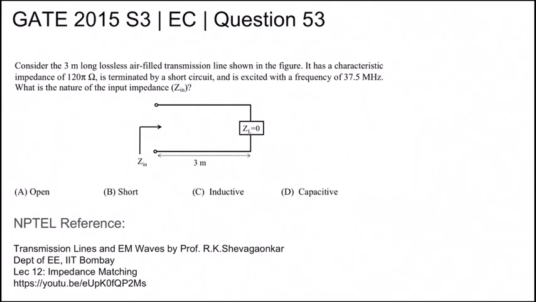GATE 2015 Set 3 EC question number 53. Consider the 3 meter long lossless air-filled transmission line shown in the figure. It has a characteristic impedance of 120 pi ohms and is terminated by a short circuit, so ZL is 0, and is excited with a frequency of 37.5 megahertz. What is the nature of the input impedance is being asked. 4 options are given: whether it is open, short, inductive or capacitive.